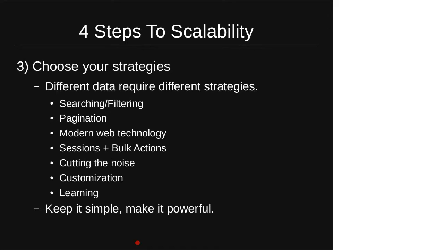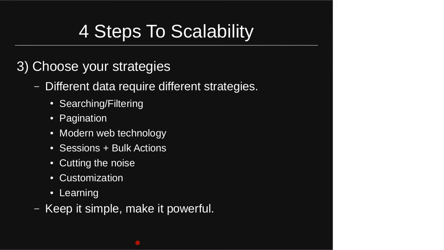Next step, you want to choose your strategies. Based on what you know about your users, about your data, and the problems that you've identified in the last step, you want to decide what sort of strategies will work to improve this. Now, unfortunately, there's not one fix for making an interface scalable. Every sort of interface is different, every piece of data is different, and all users are different. So there are a number of strategies, but you have to choose which ones work for you based on what you've learned so far.